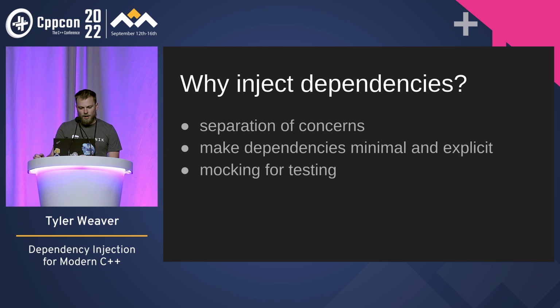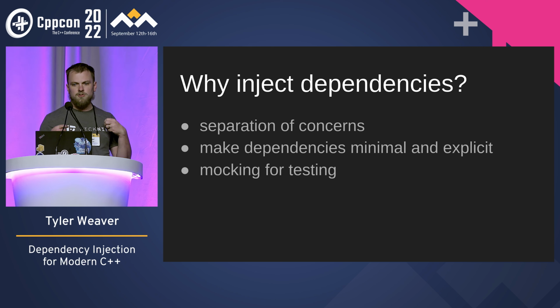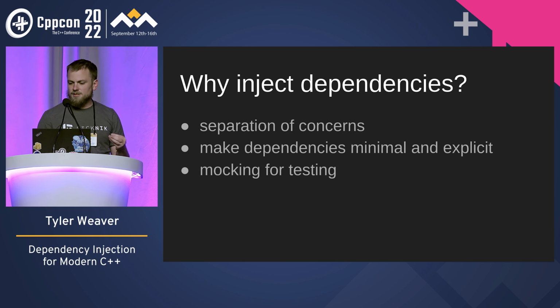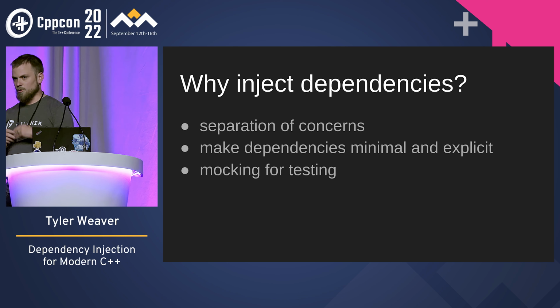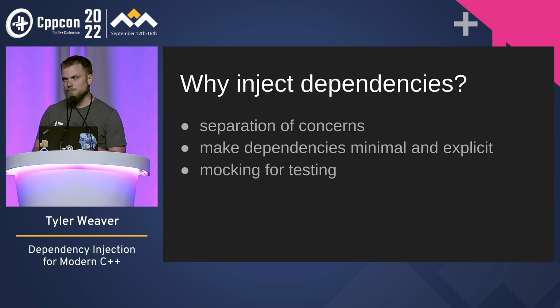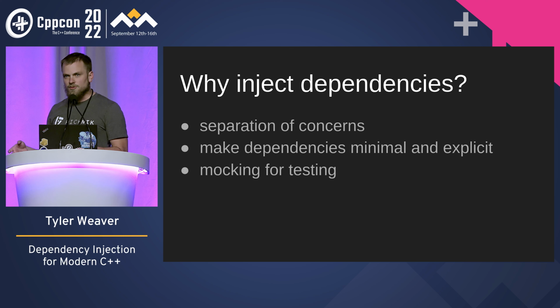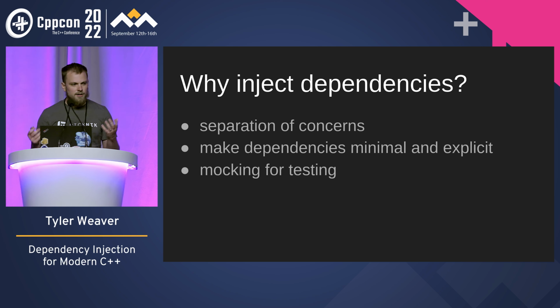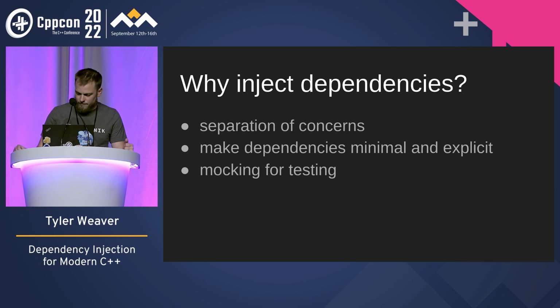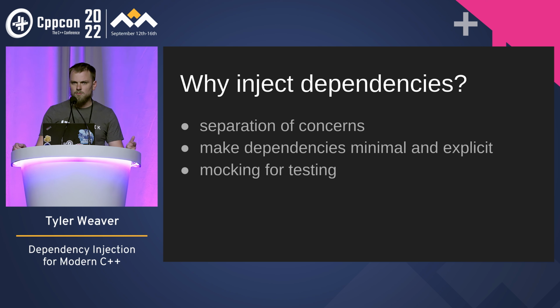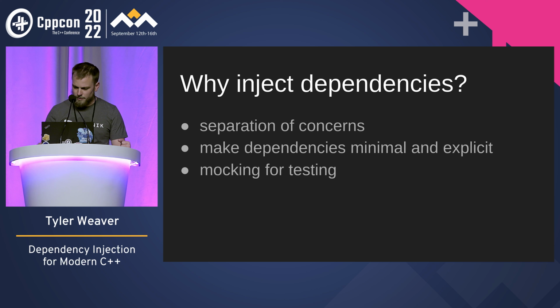Why use dependency injection? You want separation of concerns. You want to make your dependencies minimal and explicit. Like, you want to write a function that depends on something but doesn't depend on all the things. And mocking for testing, obviously. And maybe you don't want your testing to be super confusing and complicated to write.